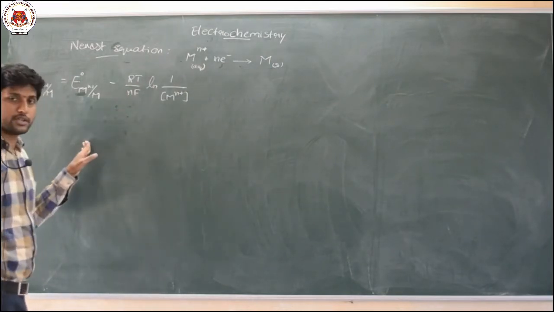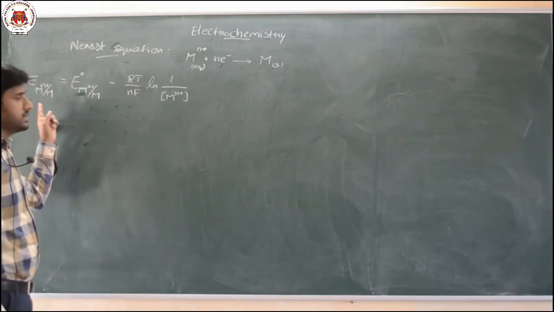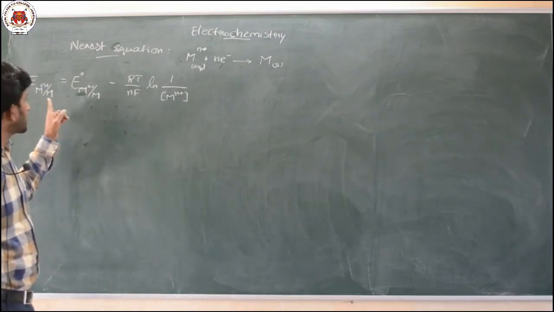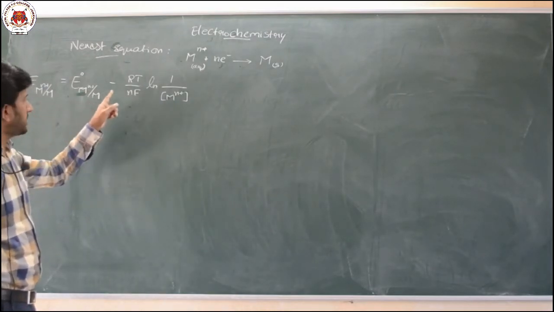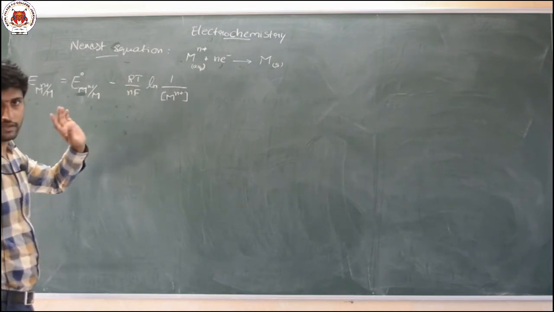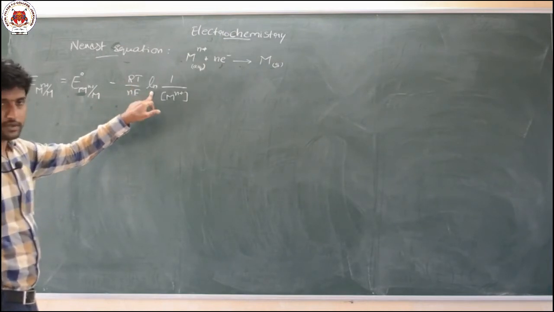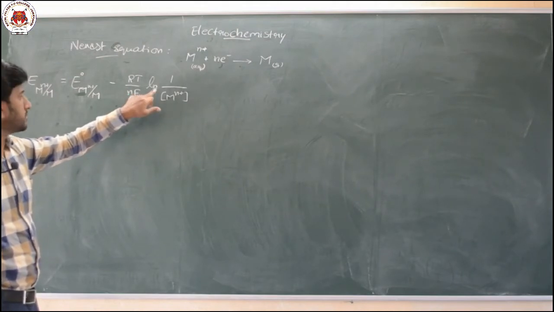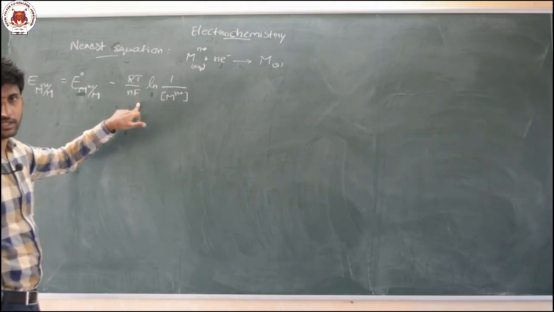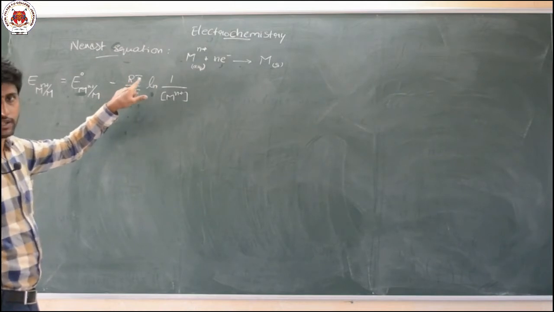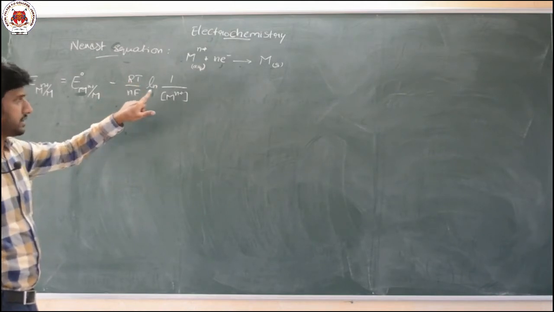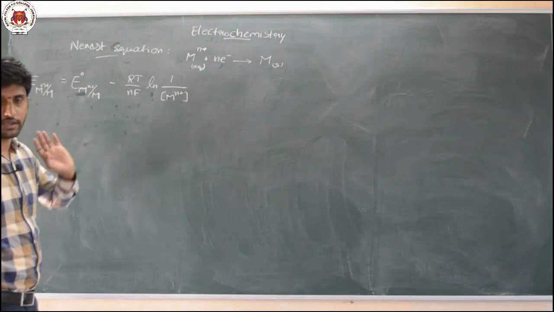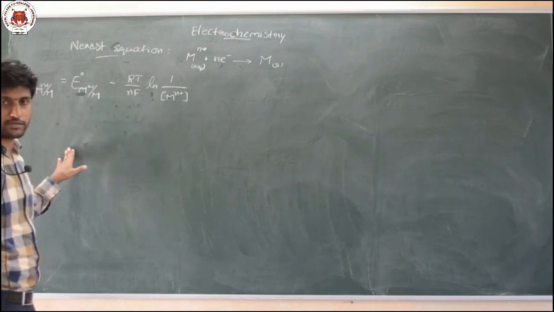After substituting, I have written one more equation. E of the redox couple is equal to E standard of the couple minus RT by nF. You can convert ln to log by multiplying with 2.303. So when you substitute all these things, what you get is 0.0591 by n log 1 by M^n+ ion concentration. Till now we have seen this.